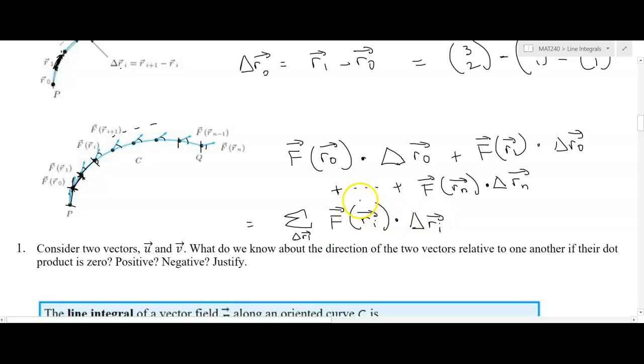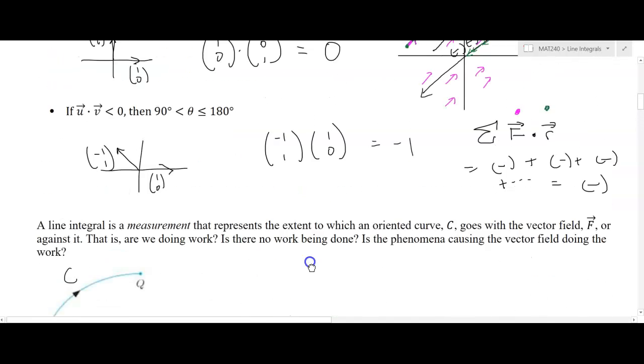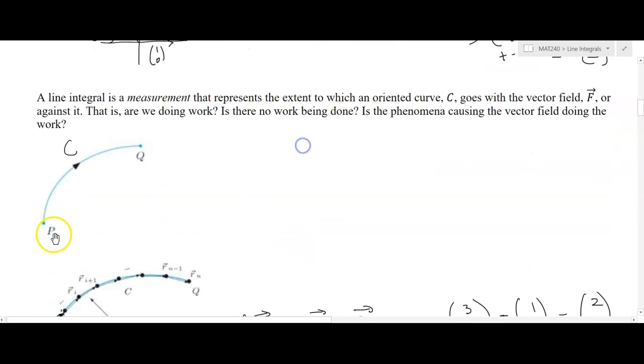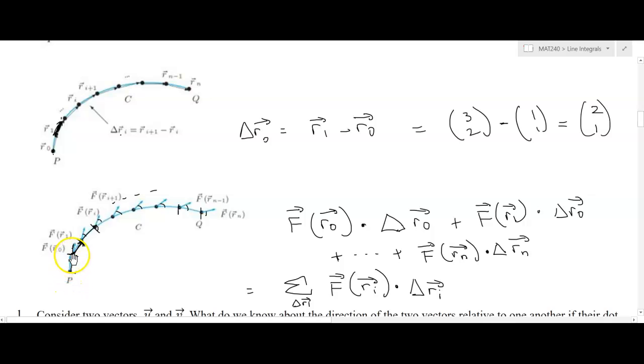This is just adding a bunch of dot products together, just like we were thinking about up here, except now we're doing this for a curve where the position vectors keep changing. You can see that here the vector points more upwards, but by the time you get here, it's almost horizontal. So we can't just compute one dot product, because not only is our position vector changing directions, but also our velocity vectors or force vectors could be changing directions.